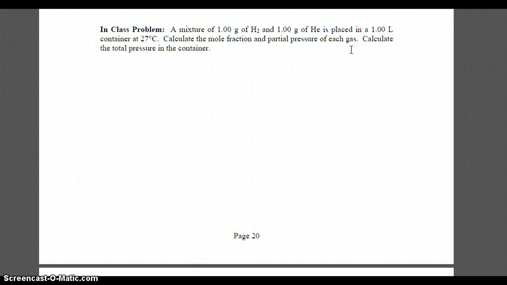Okay, so when you do that, you should find that the mole fraction for hydrogen is 0.667, and the mole fraction for helium is 0.333. And you don't need any units on that because you have moles divided by moles, and so they cancel out.